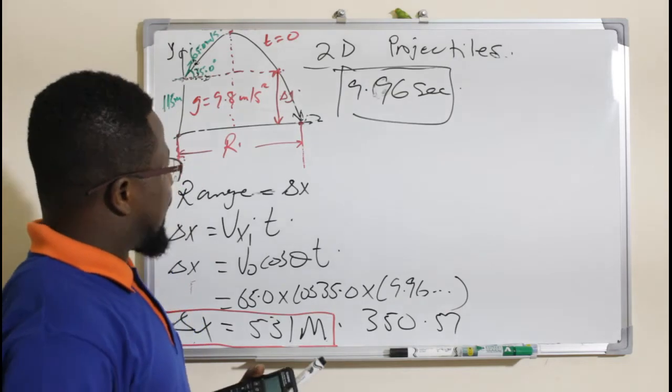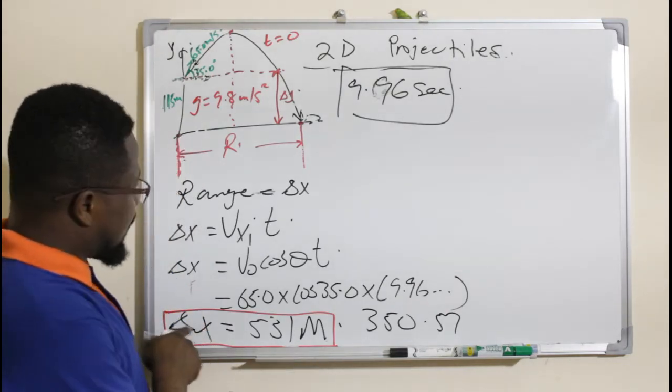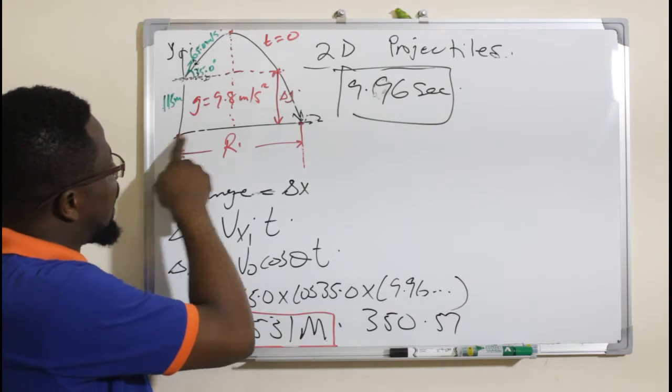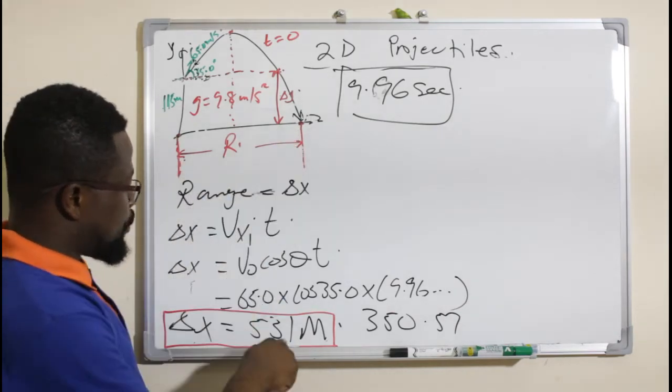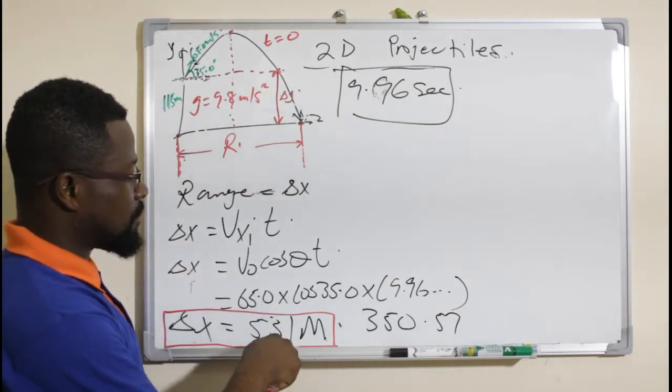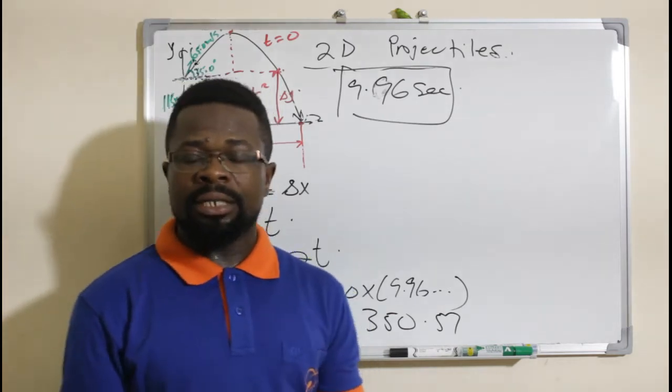Okay, let's check and see. So this is what the distance is going to cover from here to this side. That is the distance. We have calculated that and then we got this value. Let's move on and do the next question.